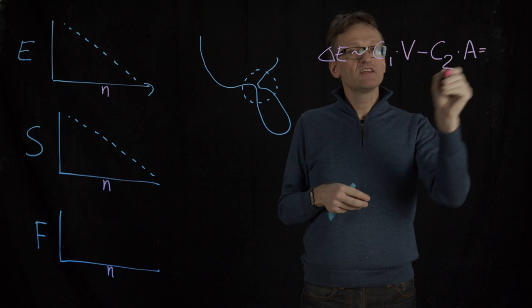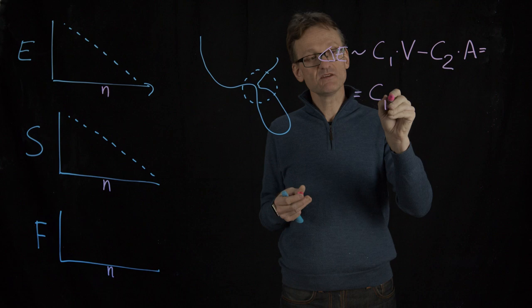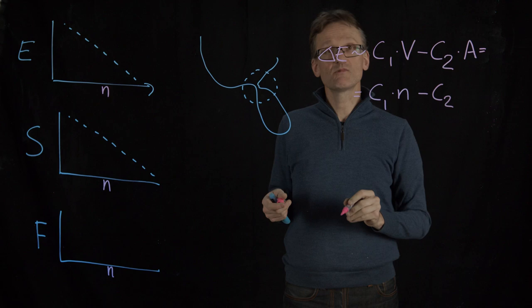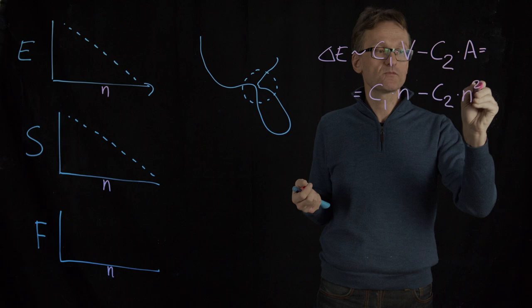And if the volume is roughly proportional to the number of residues, that means that I'm going to have C1 multiplied by the number of residues, minus C2, well, the area is proportional to the volume raised to the power of 2/3. So this is going to be the number of residues raised to 2/3.